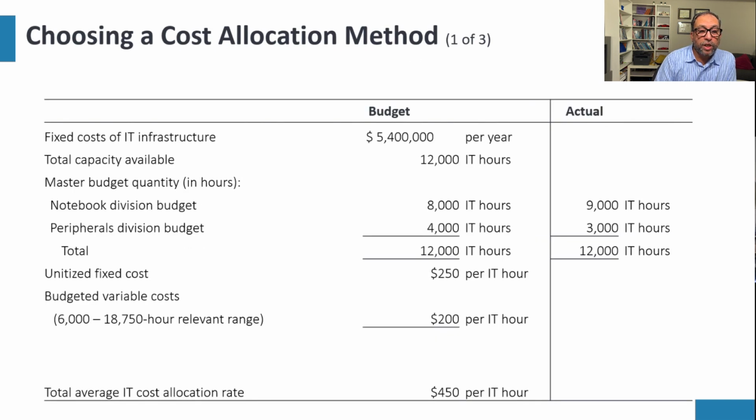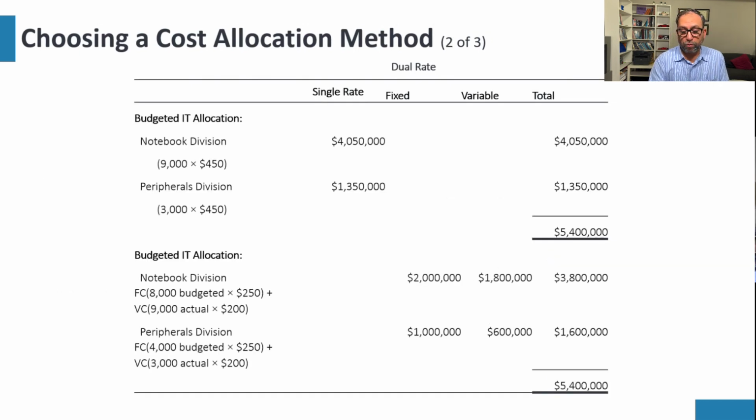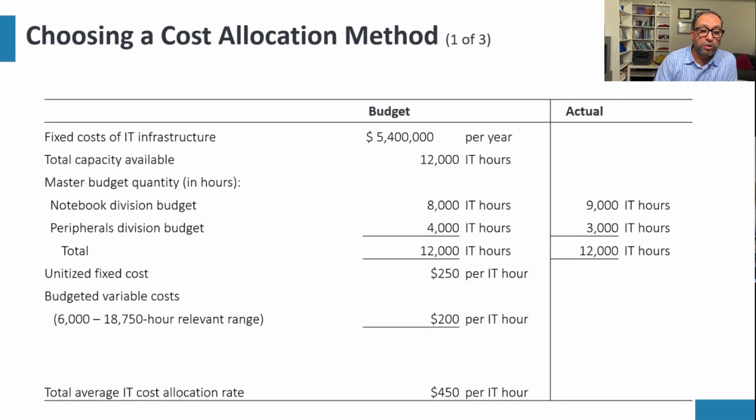In actual, they use 9,000 hours of IT. These are the budgeted figures by notebook division, and 3,000 IT hours for peripherals. And altogether it is the same as the budget value, which is 12,000. So actual is 12,000. And these are the rates. Total average IT cost allocation rate is 450 per IT hour, like fixed cost and variable cost. So fixed cost is 250 and variable cost is 200 per IT hour, and altogether it is 450, which we can apply as a single rate.